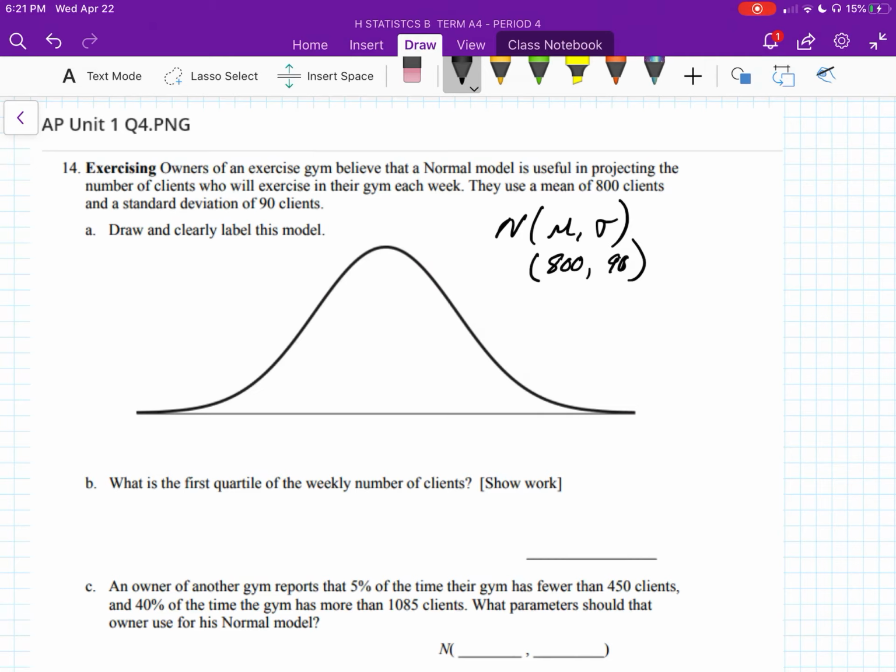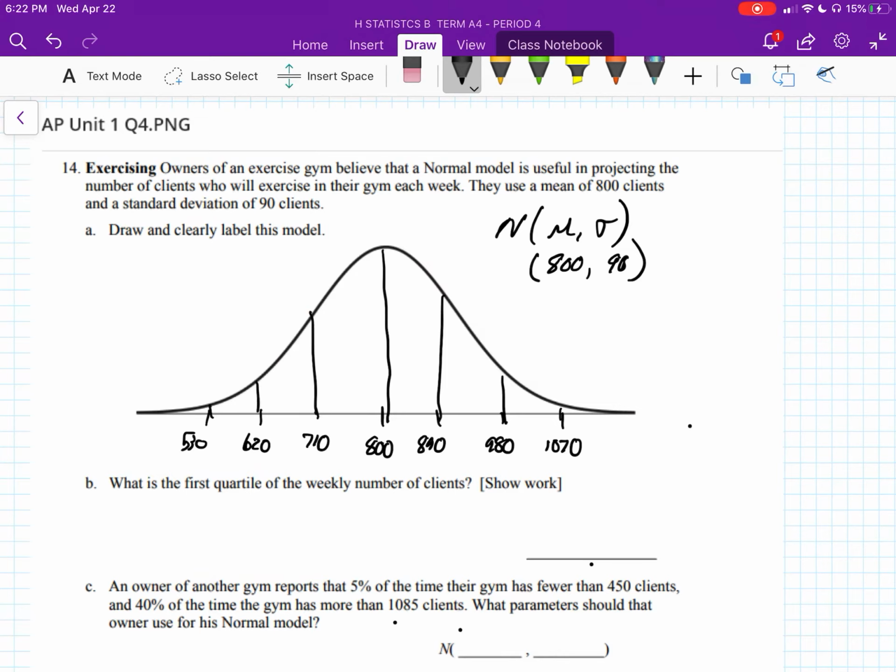So they want us to just draw and clearly label the model. So if you remember, you just have to put your mean in the middle. So in this case, it's going to be 800. And if we move out 1, 2, 3 standard deviations to the left, and 1, 2, 3 standard deviations right, this one's going to be 890, 980, and then 3 standard deviations would be 1070. I'm just adding, and then subtracting to the left, 710, 620. You hope you get this question. This is so easy. Let me just draw our little divisions here.